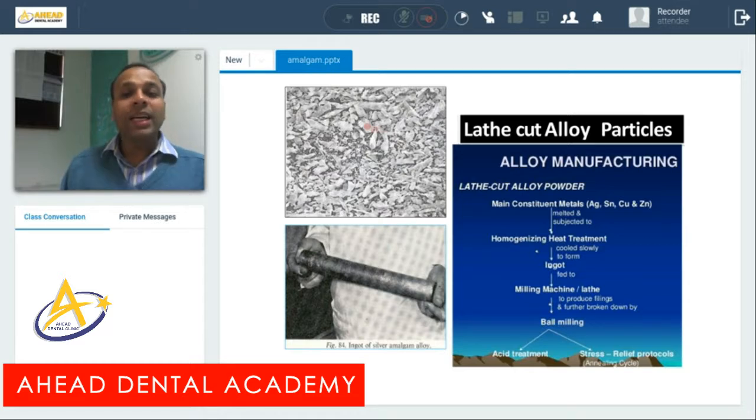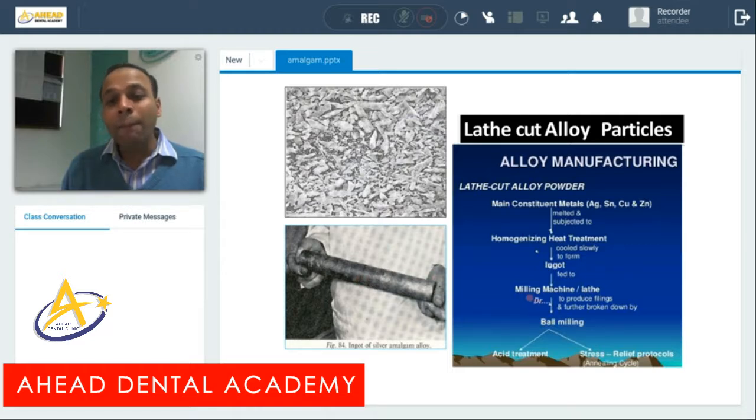Now how are these lathe cut alloys formed? Basically, the manufacturer takes all the constituents like silver, tin, copper and zinc, and then heats them to form a liquid mass. Then they do a homogenizing treatment so that all the components become homogeneous in that liquid mass, and then they cool it very slowly to form an ingot. What you can see is the ingot of dental amalgam alloy.